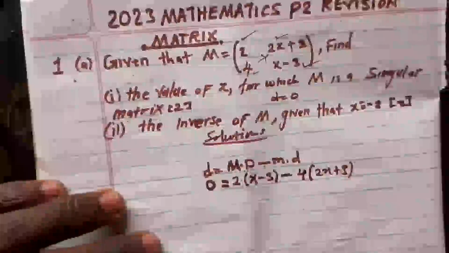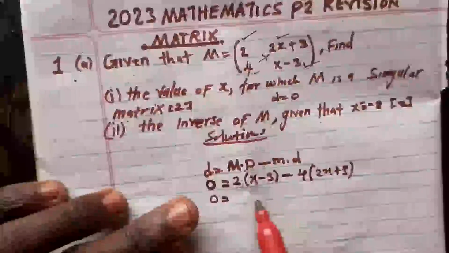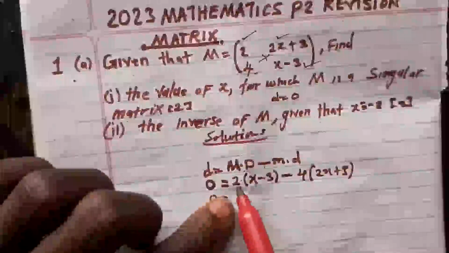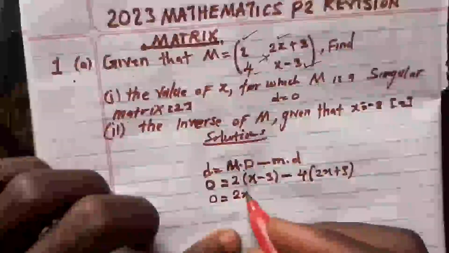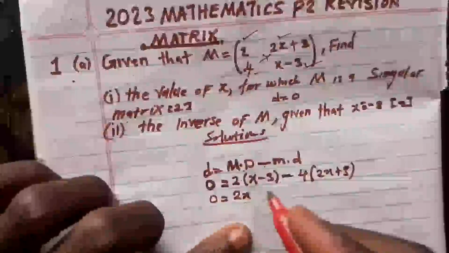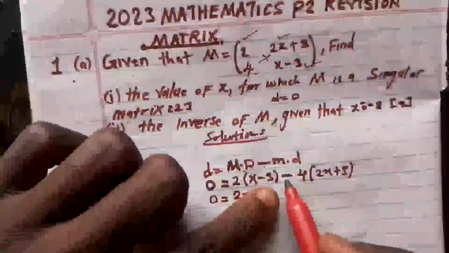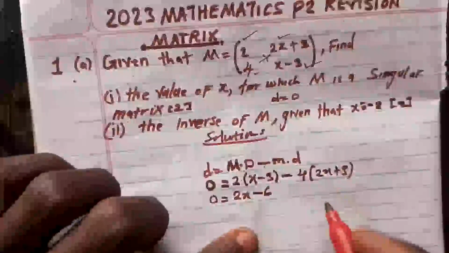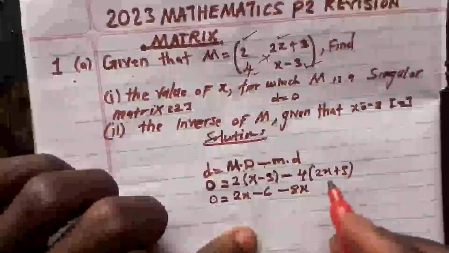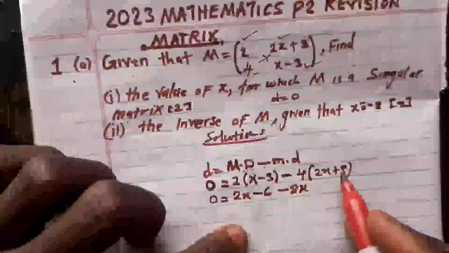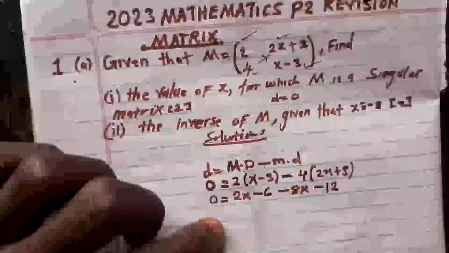Now on this part, we need to deal with the brackets first. So 2 multiplied by x, I'm going to have 2x. Then 2 multiplied by negative 3, I get negative 6. Then negative 4 multiplied by positive 2x gives negative 8x. Then negative 4 multiplied by positive 3 gives negative 12.